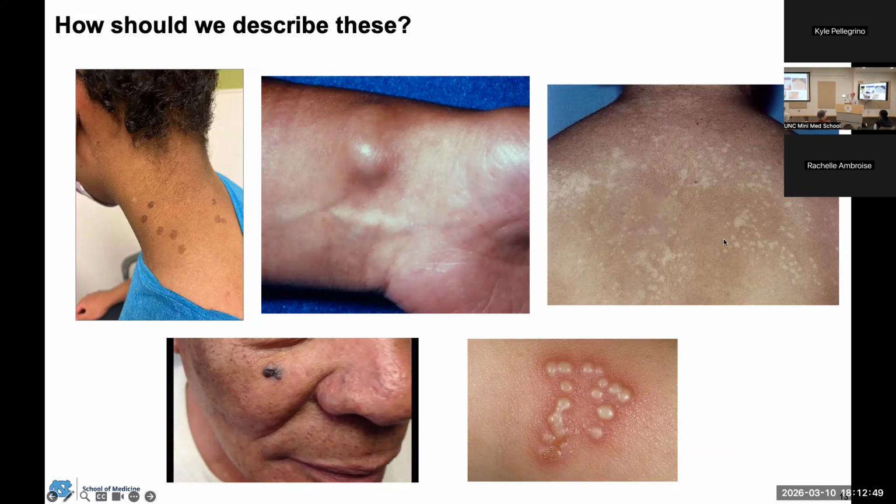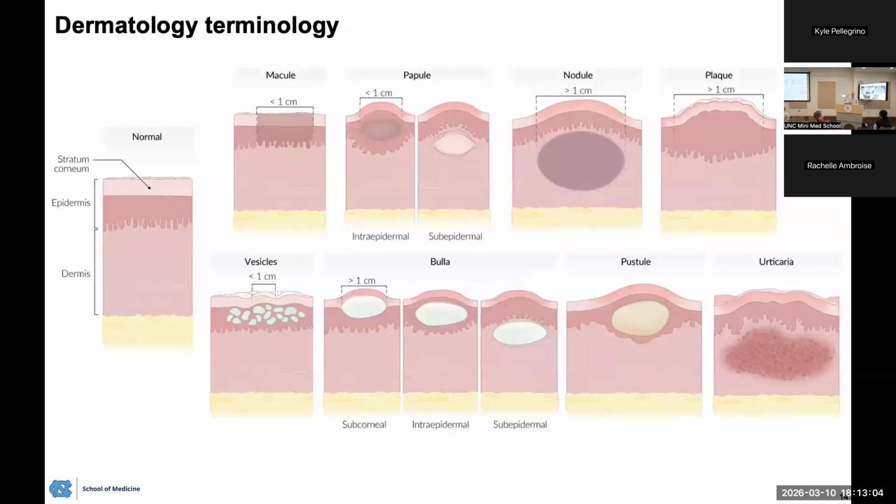On the right, we're seeing some lighter patches. This one looks pretty round and smooth. This one looks like it might be filled with pus or something. But we do have official words that we use for these to help describe them, which can be important for communication amongst physicians.